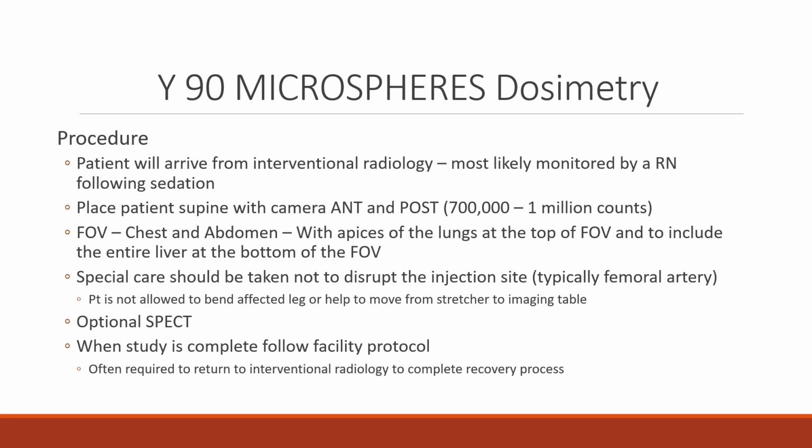The patient will arrive from interventional radiology, most likely monitored by an RN following sedation. We'll place the patient supine in a camera, anterior and posterior, about 700,000 to 1 million counts. Field of view is the chest and the abdomen. We want to include the lungs and the liver. It will go from the apices of the lungs at the top of the field of view to include the entire liver at the bottom.